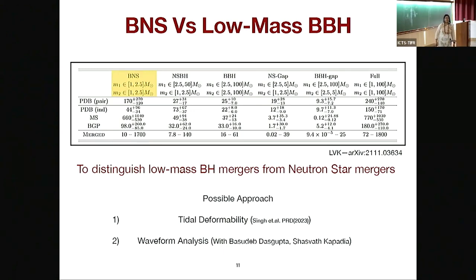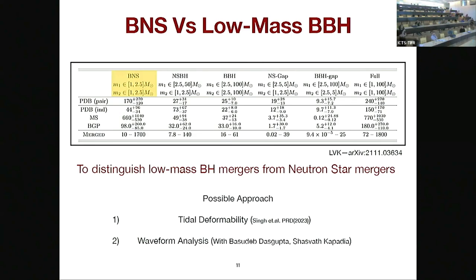So are you saying that even if I include this tidal deformability, we would still have the degeneracy? Then also we will have the degeneracy at a higher luminosity distance. Okay, thanks.